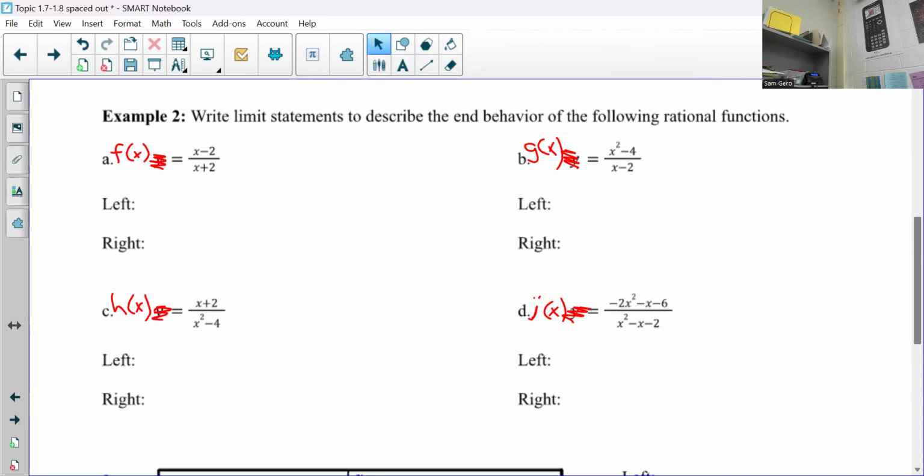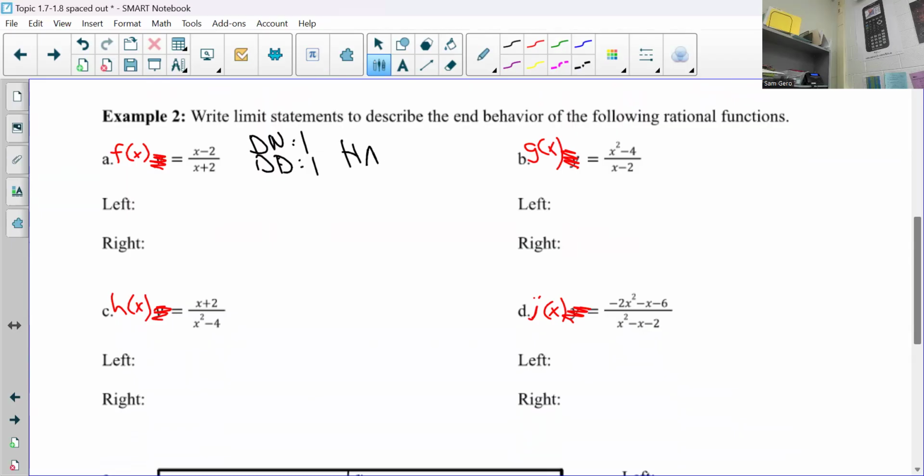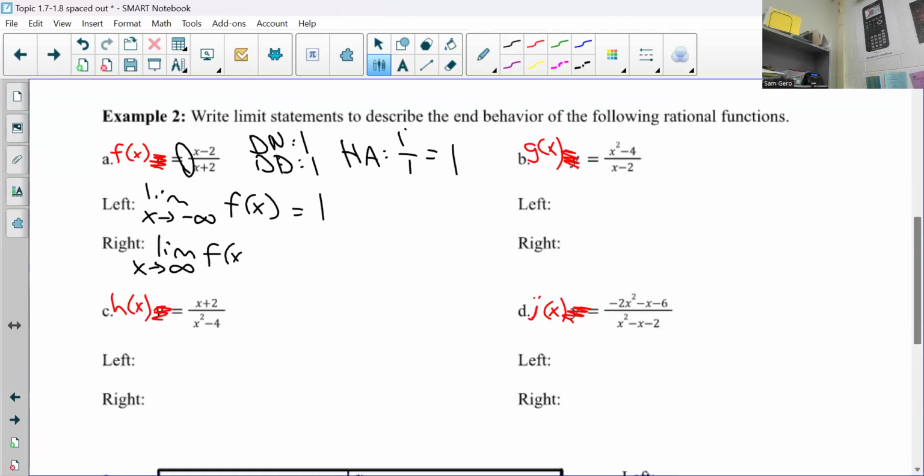So again, the degrees. Degree of numerator, 1. Degree of the denominator, 1. They're the same. That means that my horizontal asymptote is going to be the ratio of the coefficients. 1 over 1 is 1. Which means limit as x approaches negative infinity of f of x is 1. The limit as x approaches positive infinity of f of x is also 1.